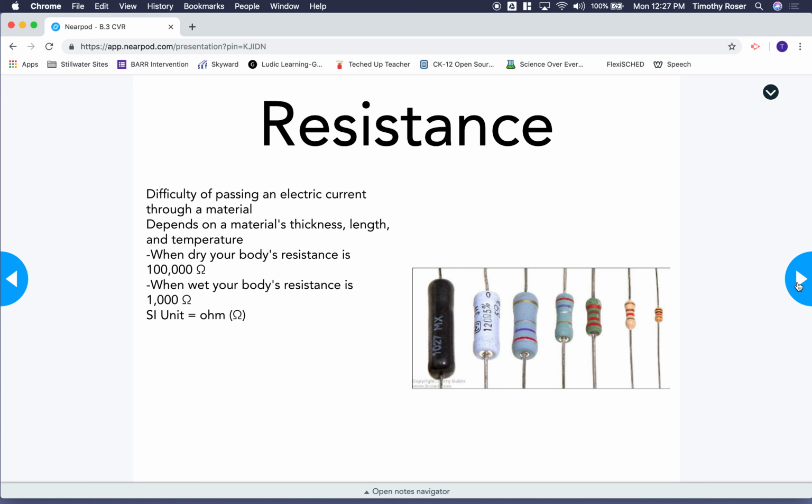resistance is the difficulty of passing an electric current through a material. And this depends on a material's thickness, length, and temperature. So in our circuit that you made, there are three pretty common ways that you could change it. One thing you could do is replace one of the wires with another light, and that would increase the resistance and cause both lights to be dimmer.